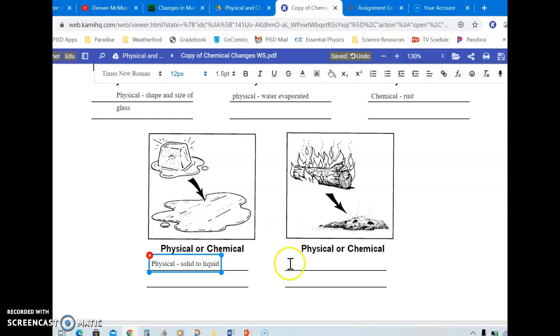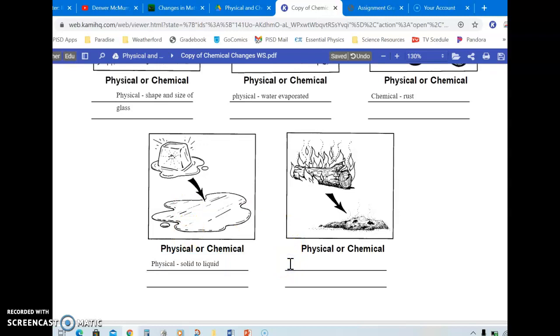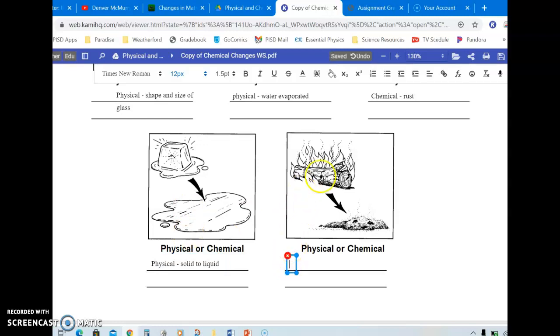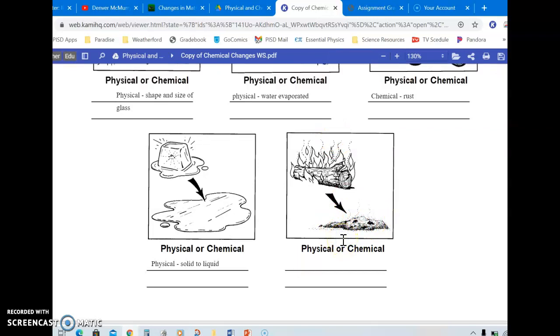All right. Now, the last one we have here is the log. All right, the log is being burned like in a fire, and we end up with ashes at the end. Are there different chemicals present? Yes, there are. There were smoke and things coming off, water vapor, lots of other stuff coming off. There is ashes and minerals left behind that didn't burn. And so this would definitely be a chemical change.